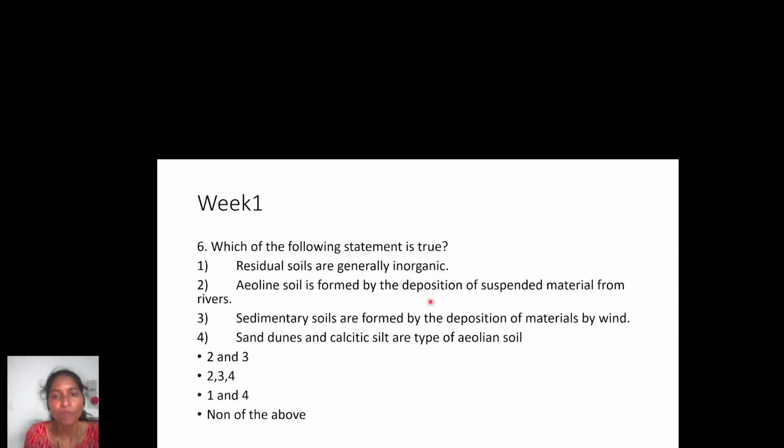Alluvial soil is formed by the deposition of suspended materials from the rivers. Let us say for 2 we don't know what the answer is. Let us come to option 3. Sedimentary soils are formed by the deposition of materials by wind. No, sedimentary soils are formed, we cannot say it is because of wind. Sand dunes and calcite silts are of alien soil. So we know 1 and 4 are correct. Whether 2 and 3 are correct or not, we don't know. So where is the possibility of 1 and 4? It is option C. So we can select that.